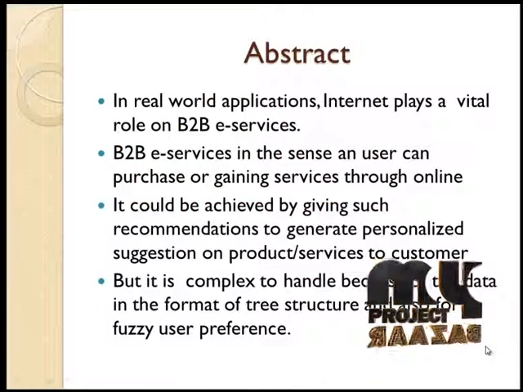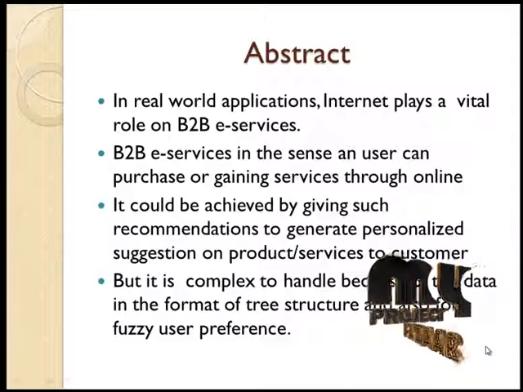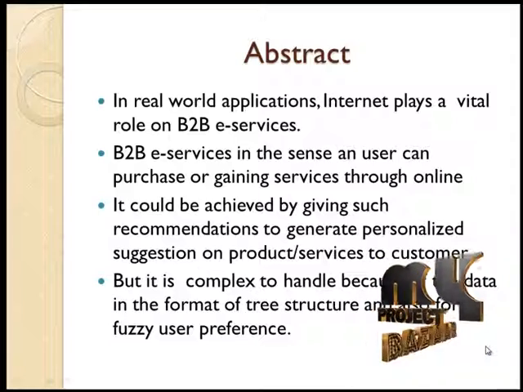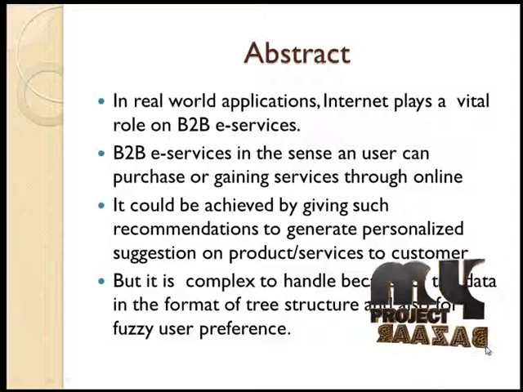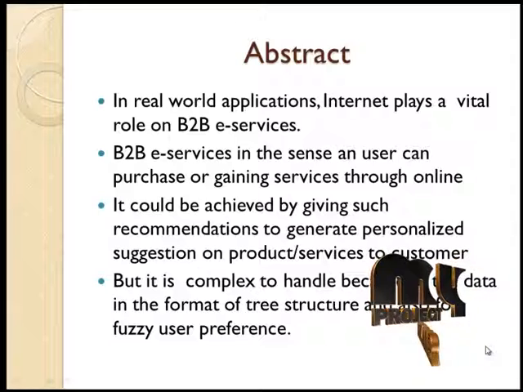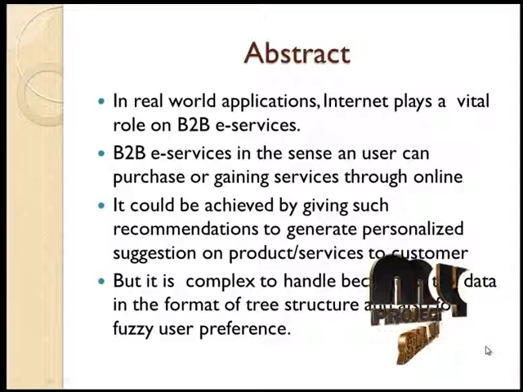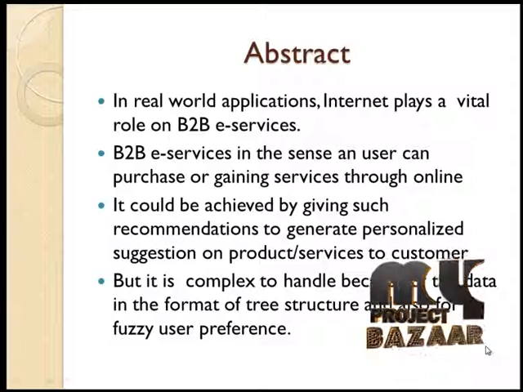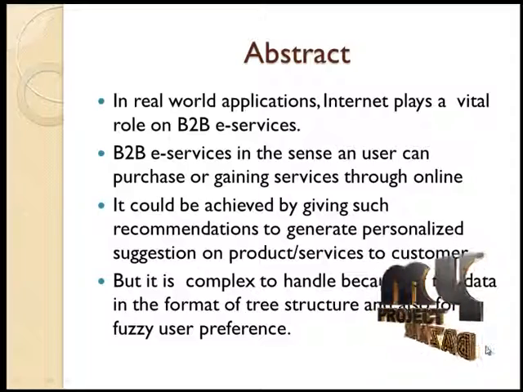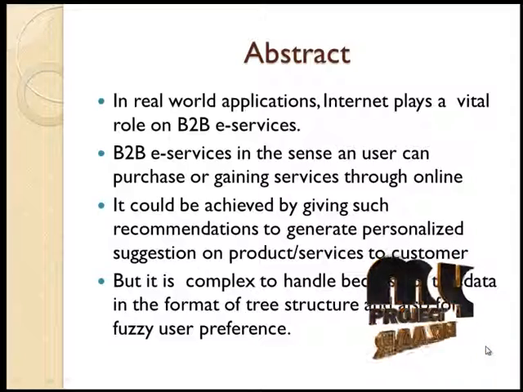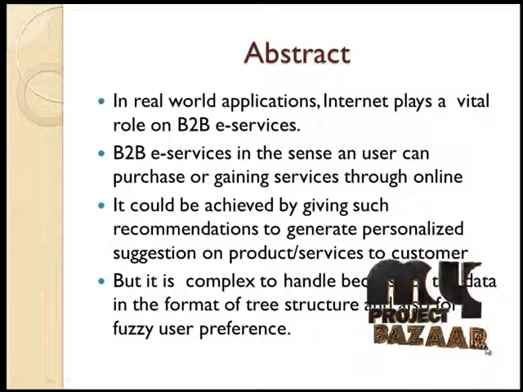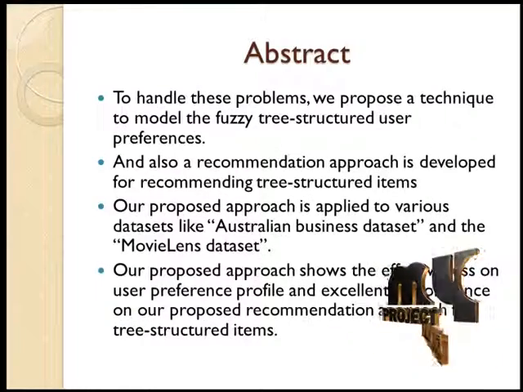Our project title is a fuzzy preference tree-based recommender system for personalized business-to-business e-services. In our project, the internet plays a vital role in business-to-business environmental services because in this scenario, users can purchase or gain services online anywhere in the world. It can be achieved by giving recommendations to generate personalized suggestions on products or services to the customers. But it is complex to handle because of the data in the format of tree structures. It's so complex and clumsy to do, and also for fuzzy user preferences.